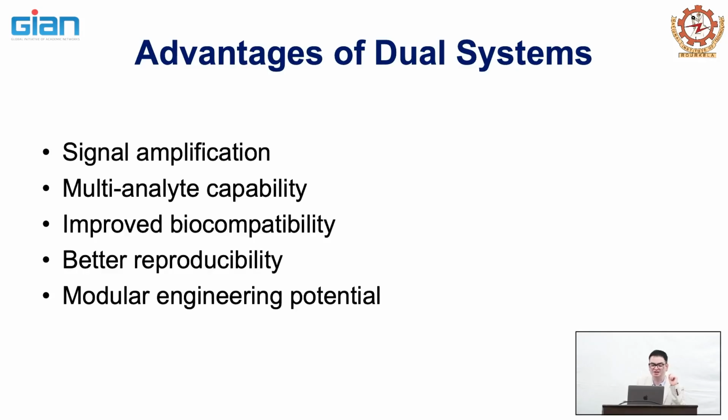So to summarize, the advantages of dual systems are that you can get signal amplification, you can have multi-analyte capabilities, you can improve biocompatibility, you have better reproducibility, and you have modular electro-engineering potentials here as well.